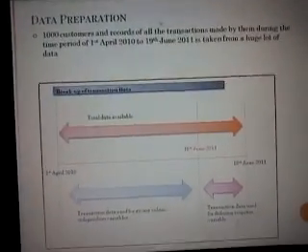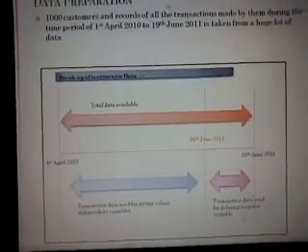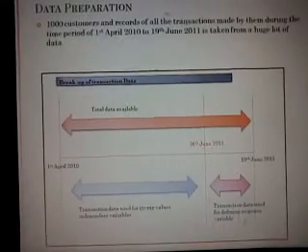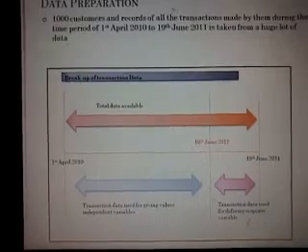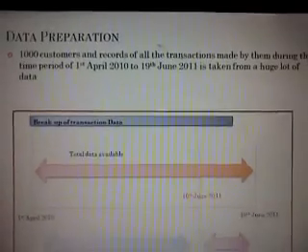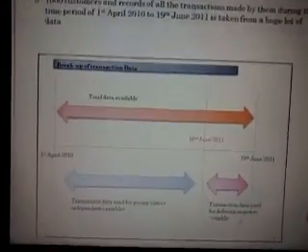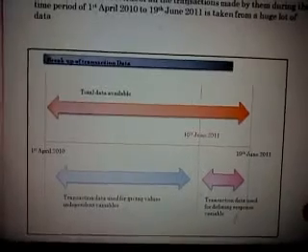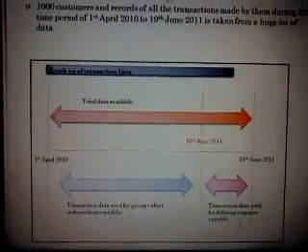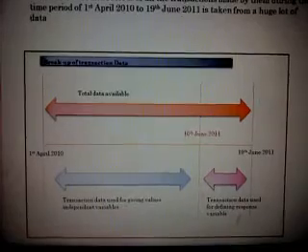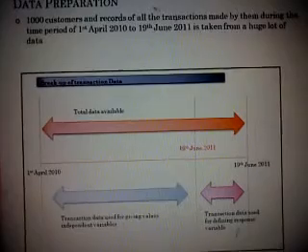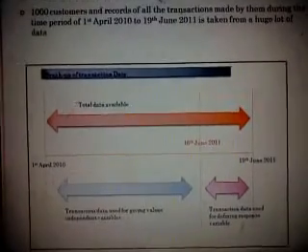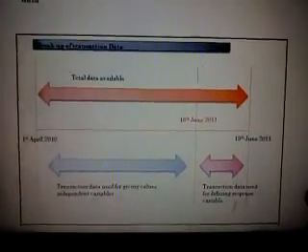In the data preparation part, what we actually did was, the amount of data we had was huge. It was in lakhs. So we picked out randomly 1,000 customers and records of all the transactions made by them during the period 1st April to 19 June. We divided the data: 1st April to 16 June will be used as the framework for our independent variables, and the data from 17th to 19th June will be used as the base for our response variable.